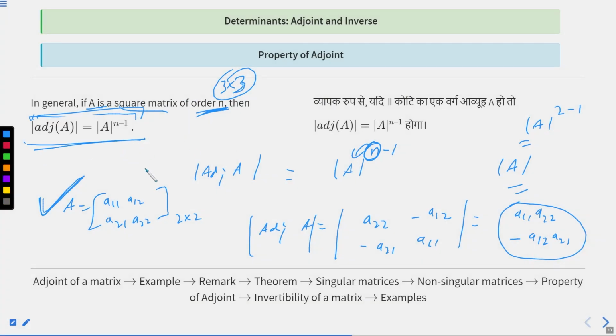So that's it for now. I hope that you understood the different properties. You saw different types of examples and different types of properties. Please do practice more. We will be back with more examples and more questions based on these properties and the theory we have covered.